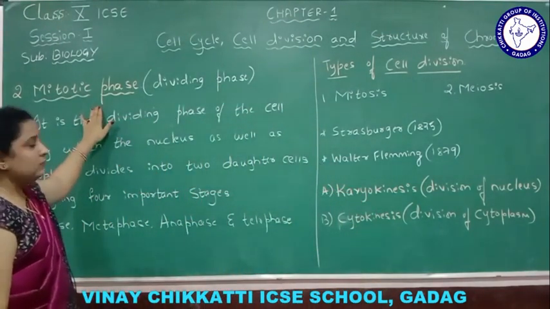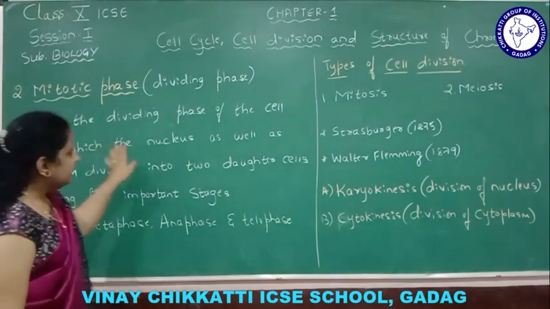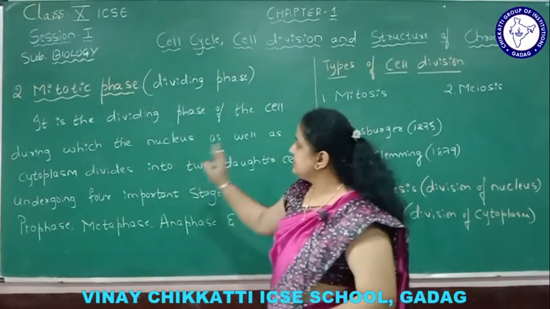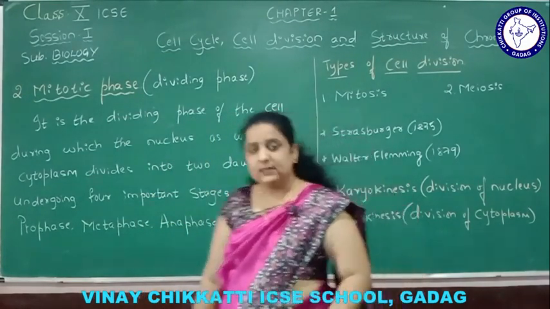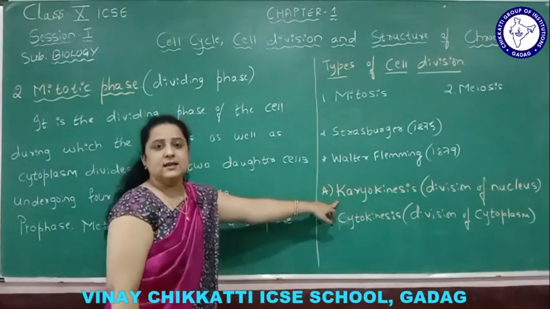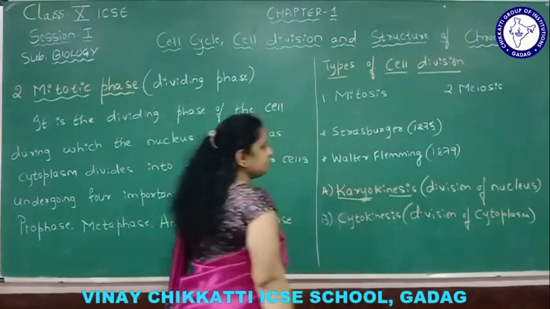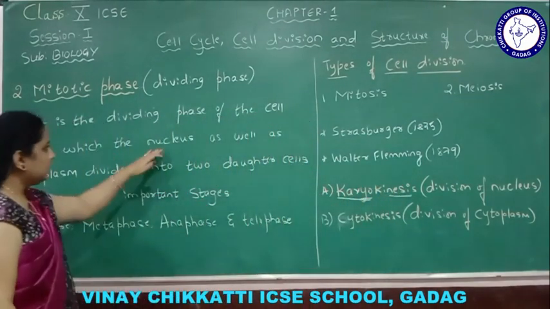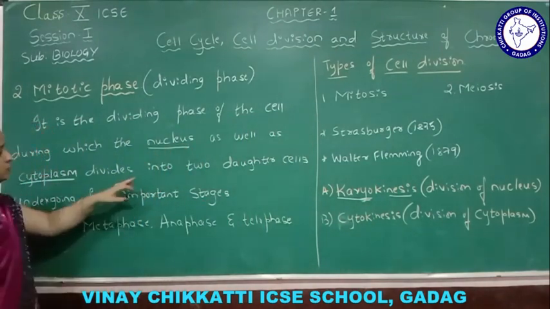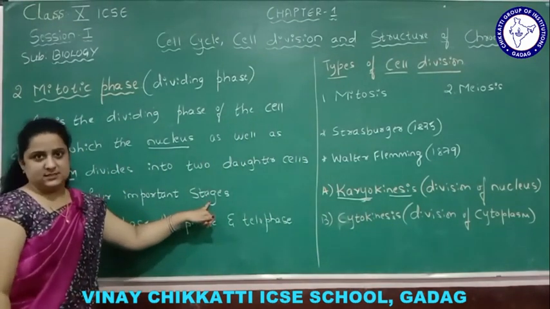Next we come to the second phase, that is the mitotic phase, or the dividing phase. It is the dividing phase of the cell where the nucleus as well as the cytoplasm divides. Here the division of the nucleus is called karyokinesis. Karyon means nucleus and kinesis means to split. So the nucleus divides as well as the cytoplasm, into 2 daughter cells, undergoing 4 important stages.